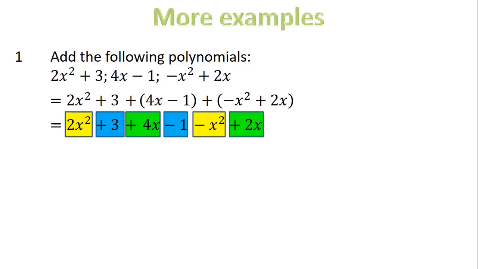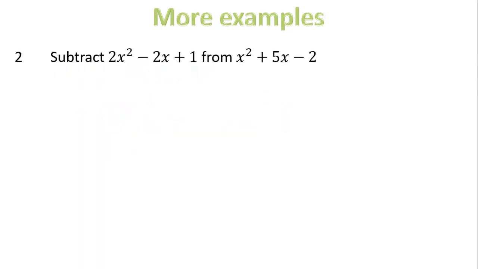And now we add and subtract our like terms. So 2x squared minus x squared, that'll give us x squared. Then our green ones, we have plus 4x and plus 2x, that gives us plus 6x. And then I have plus 3 minus 1, which gives me plus 2. And that's adding polynomials. Let's look at our second example.